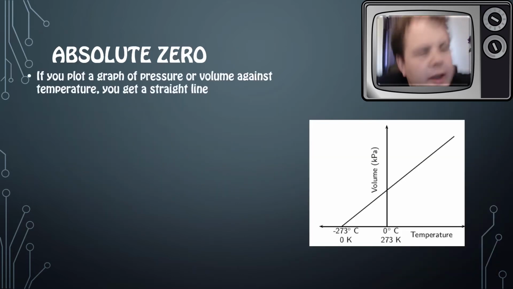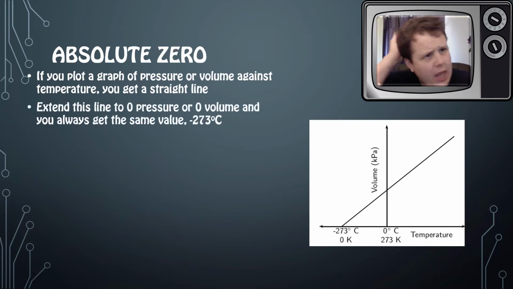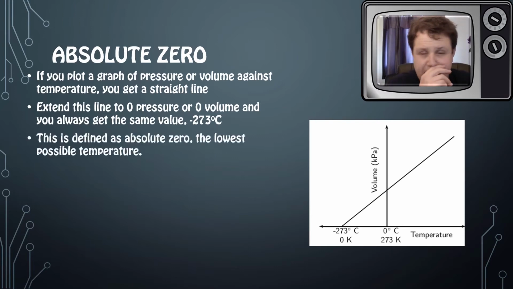Okay, so if we plot a graph of pressure or volume against temperature, we will get a straight line. Now this is something you could do using the previous animations from PhET, but trust me, you get a straight line. And if you extrapolate that line back to zero pressure or zero volume, depending on which way you've done it, you always get, or you should get the same value if you've done it accurately enough, of minus 273 degrees Celsius. Now this temperature is defined as absolute zero, the lowest possible temperature that there is.